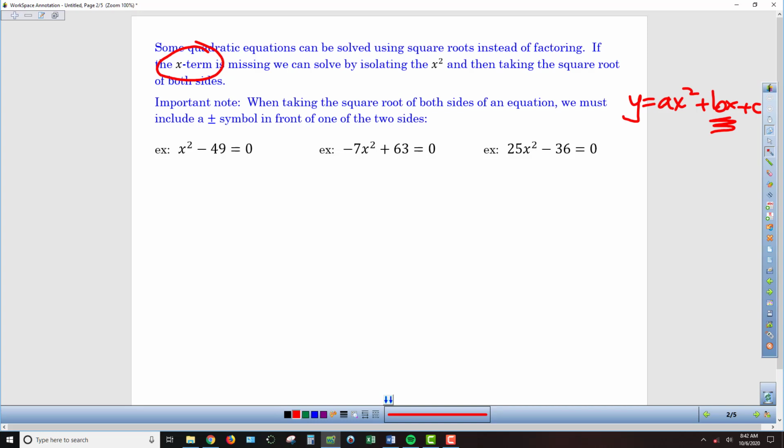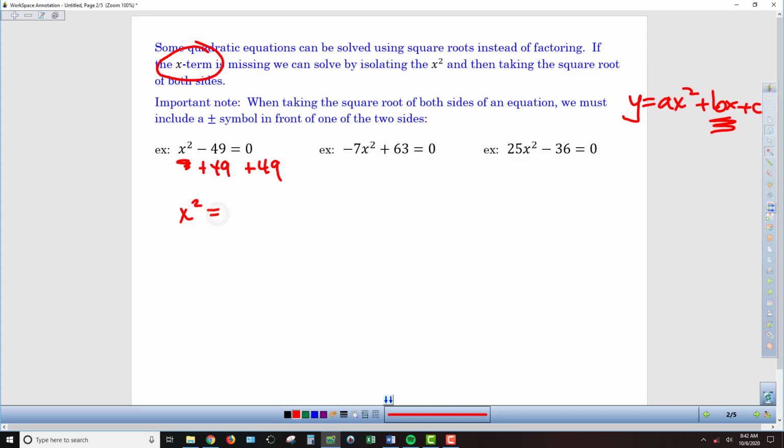Same thing on the second and third ones. So that's what allows us to use square roots to solve. And so our approach then is going to be a little different. Unlike factoring, where we set it equal to 0 and then break it up into two sets of parentheses, here we're going to isolate the x squared. I'm going to get that by itself on one side of the equation. So in this case, that means I'm going to have to add 49 to both sides.